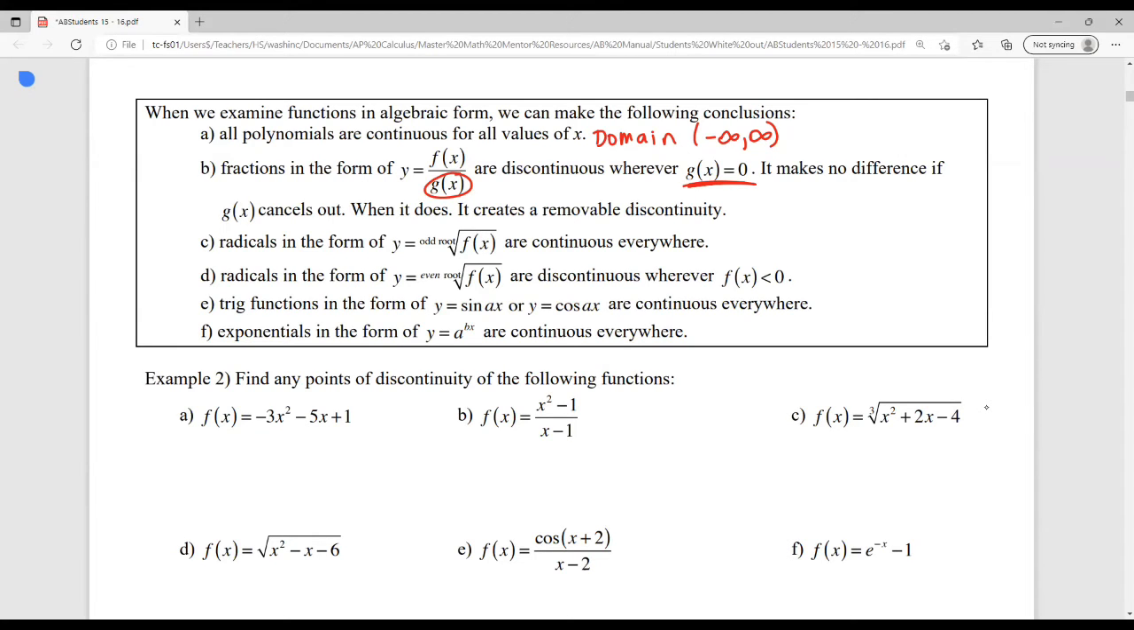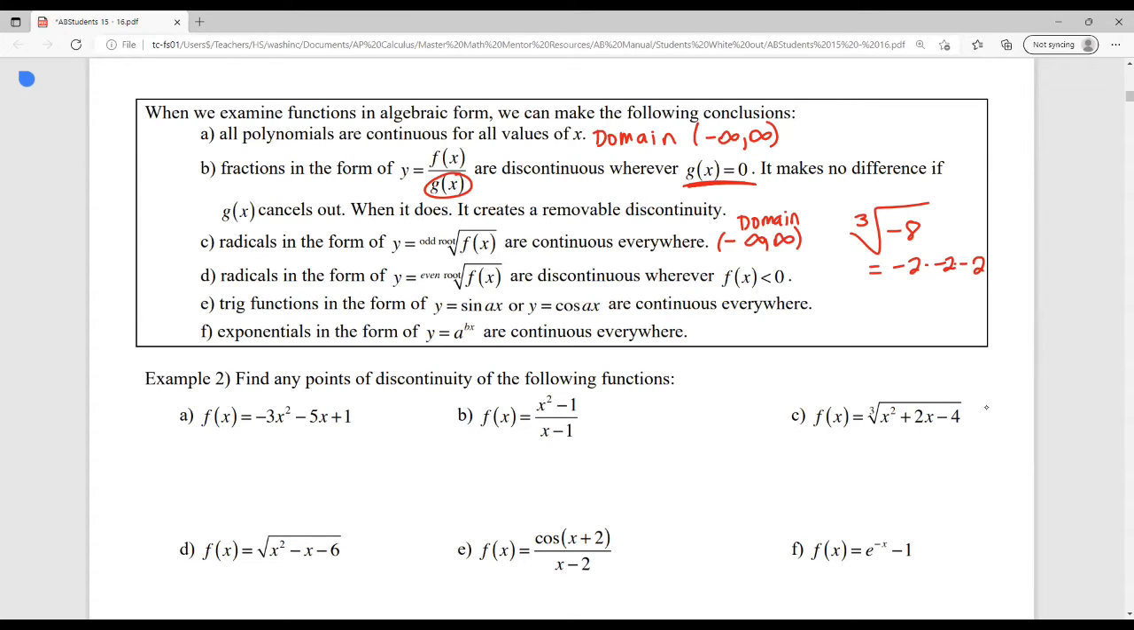Part C, odd roots are continuous everywhere. The reason being, the domain again there would be -infinity to infinity. You can take the odd root of a negative number. For instance, the cube root of -8. What can we multiply by itself 3 times to get -8? That would be -2 times -2 times -2. And if we multiply those together, we do get -8.